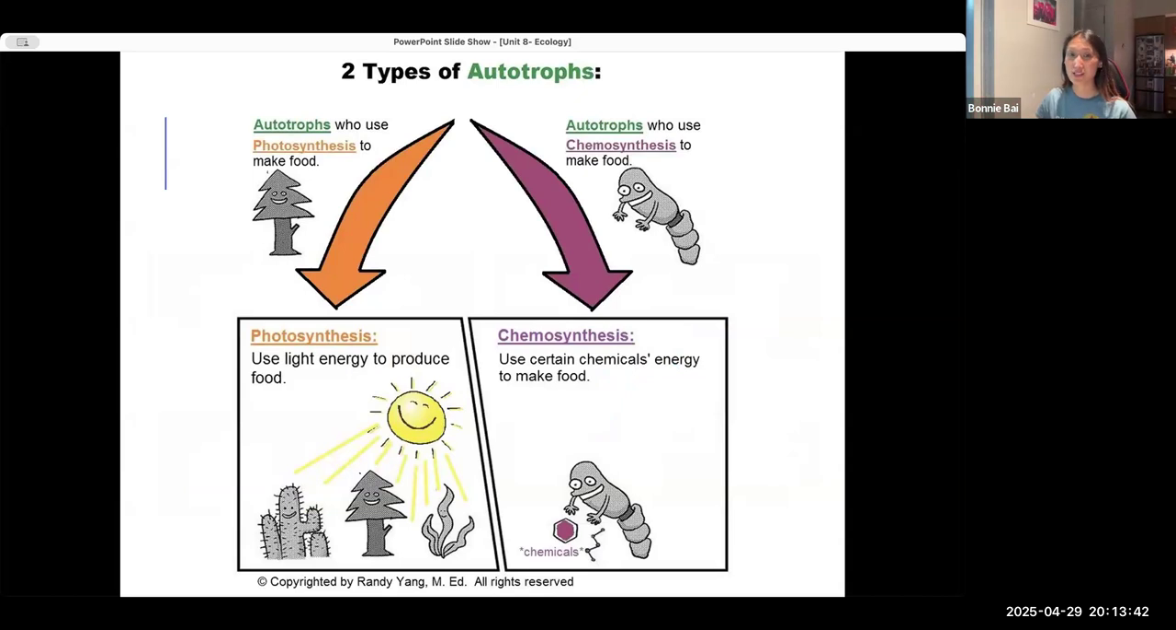Okay, over here we have photosynthesis and chemosynthesis, two types of autotrophs. For chemosynthesis, one example that we often think about is the underwater volcano vents. There has to be a better word. What are the underwater volcano vents called? Can't remember. Okay.